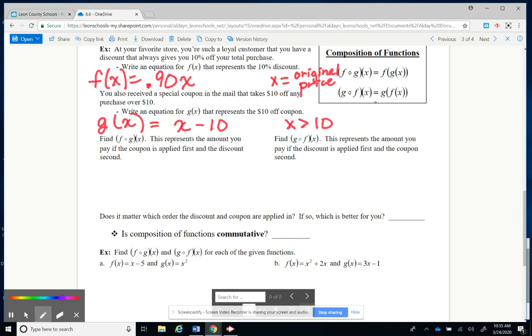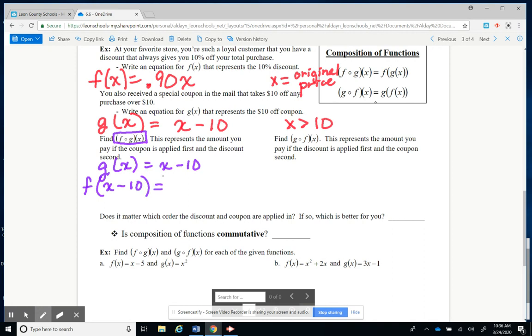All right, so now let's put this into use in doing a composition of f of g of x. Since the g of x is closest to the x, you're going to take your g of x, which is x minus 10, and substitute it into your f of x. You're going to substitute that where you see x, right where the x is that I'm circling. So it's going to be 0.9 times x minus 10. Now we're going to distribute. That's 0.9x minus 9, because 0.9 times negative 10 is negative 9.